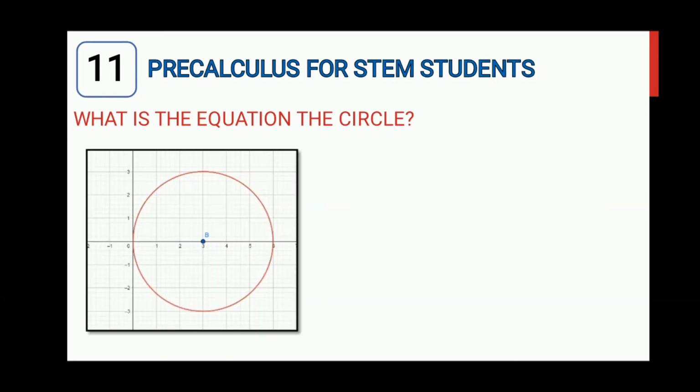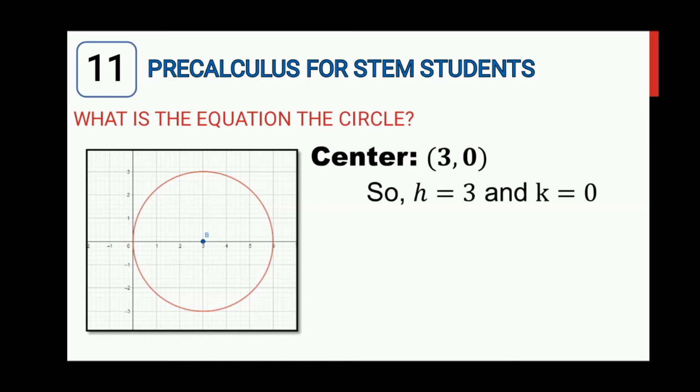Let's try another example. This is the given graph. So first find the center. The center is at point B. What is the coordinate of point B? The distance from the origin to the center is 3 units. That's right. And it doesn't go up or go down. Therefore, our center is 3, 0. So our h is equal to 3 and our k is equal to 0.